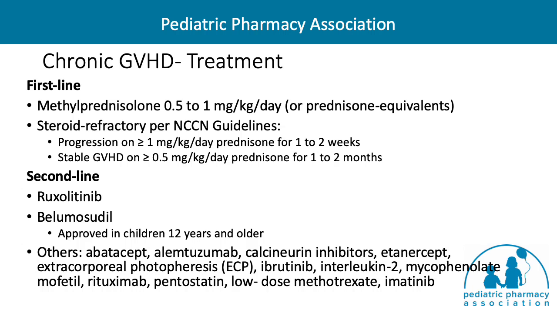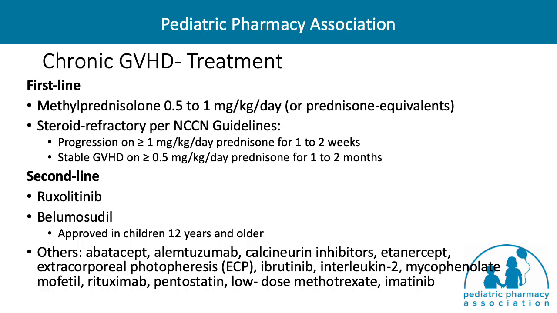Second line options can then be considered. Ruxolitinib is FDA approved in adults and children 12 years of age and older with chronic GVHD following the failure of 1 or 2 lines of treatment. And another agent is belumosudil, and that can be used for the treatment of chronic GVHD. The mechanism differs from ruxolitinib.